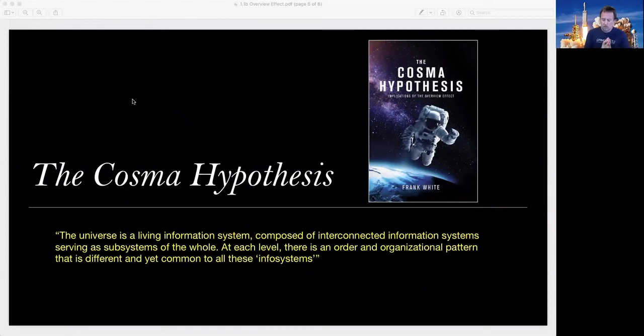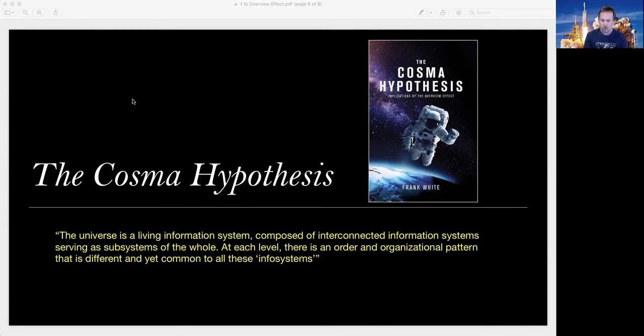So Frank, thinking about this more with time, wrote a second book called The Cosmo Hypothesis. And it's not really in the movie, but I want to talk about it because he'll probably talk about it in his guest lecture. And this is a much broader and far more far-reaching meta theory of humanity.